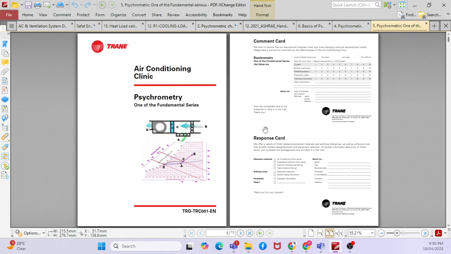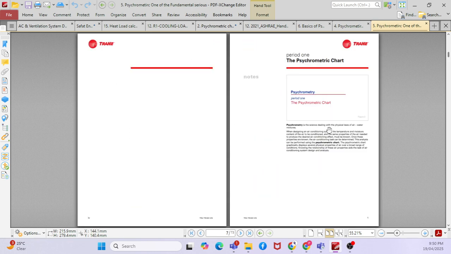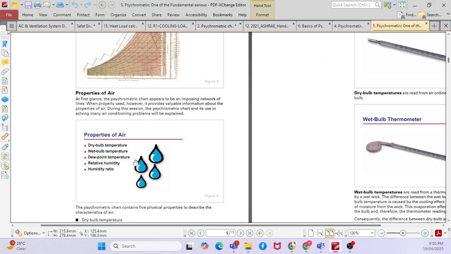And also there is a train guideline. I will be sending you the train as well. When you go through the train further, you can see that there are properties of air. What are the properties of air? Dry bulb temperature, wet bulb temperature, dew point temperature, relative humidity, humidity ratio.